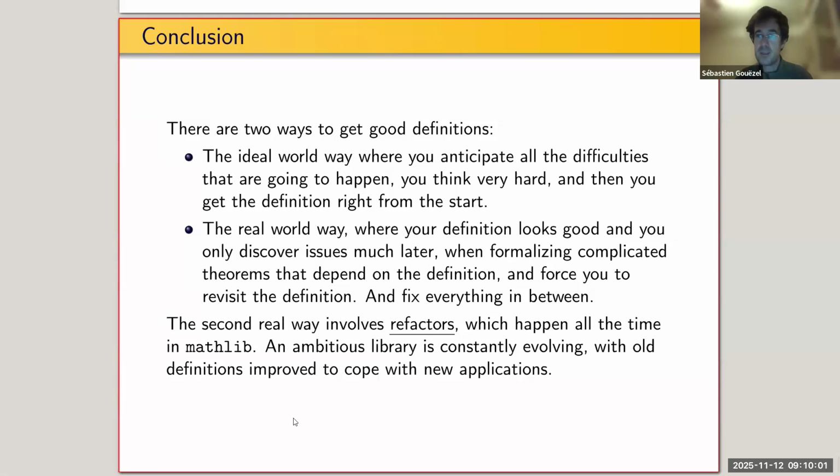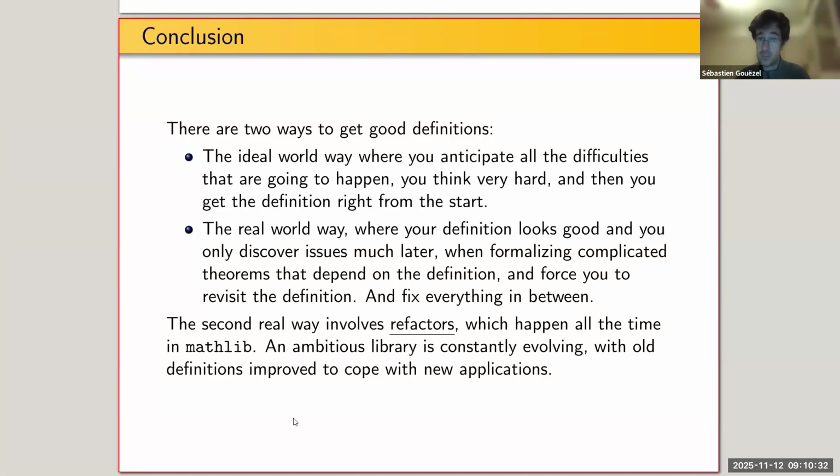And that's what happens all the time. So the second way involves something that we call refactors, which is you have to fix a definition and then you have to fix everything that depends on the definition. And that's just life. It takes some time, but this time is well invested, because afterwards it means that your library is better. The definition applies to more situations. You have improved your library.